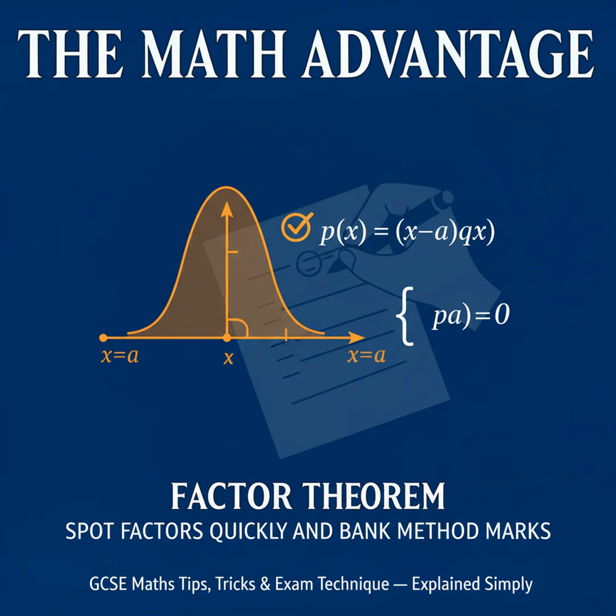Now, why does this work? If x minus r is a factor, you can write f of x equals x minus r times q of x. Substitute x equals r into both sides, and the right-hand side becomes 0, because r minus r equals 0, so f of r equals 0. The logic goes both ways, which is the powerful bit.